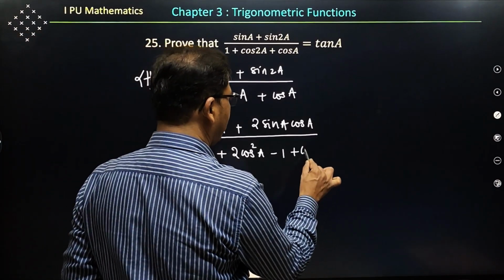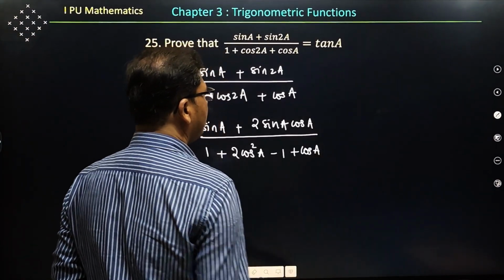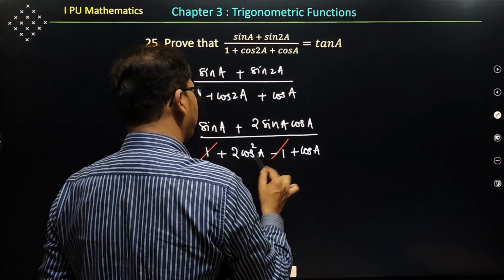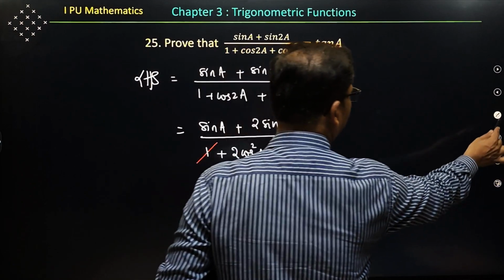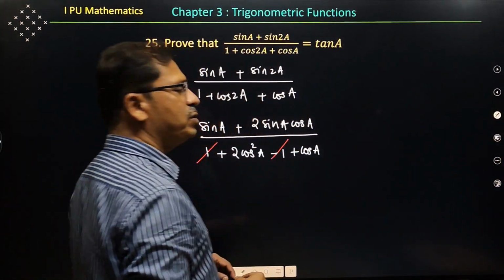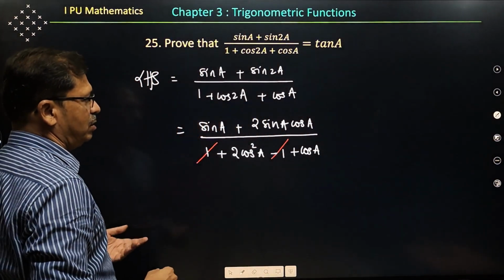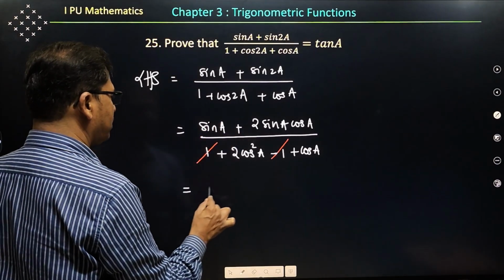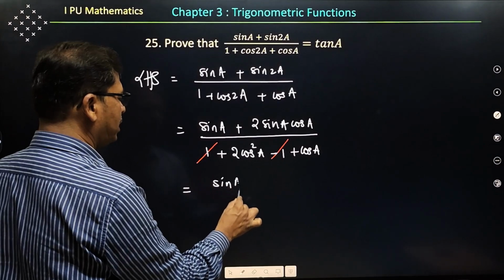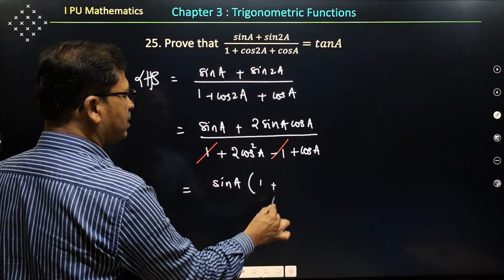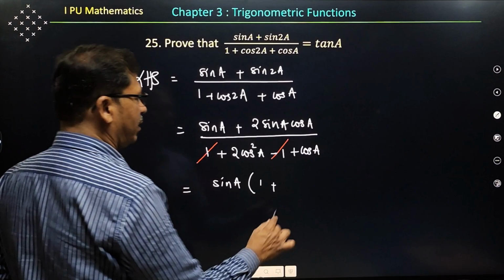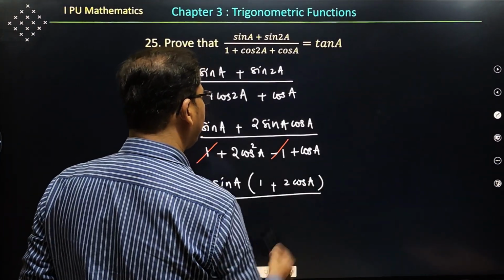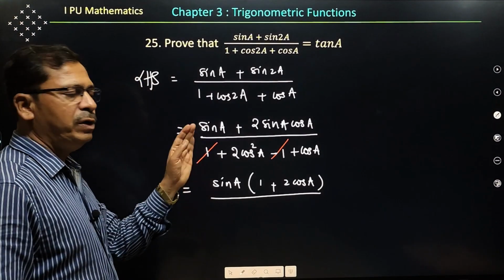Next, plus cos a is there. Write this as it is. Now it is time to eliminate plus 1 and minus 1. Along with this, what change can you do at this stage? Sin a can be taken outside. By doing so, what happens? If you take sin a outside, 1 remains plus 2 cos a, whole divided by 2 cos square a plus cos a.